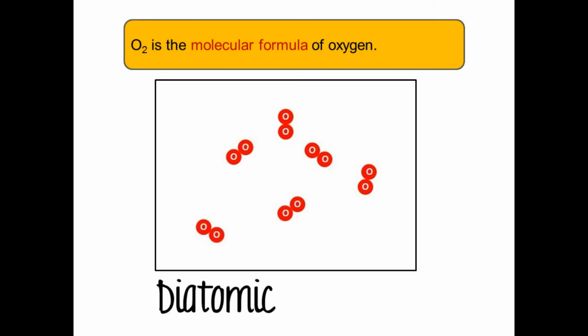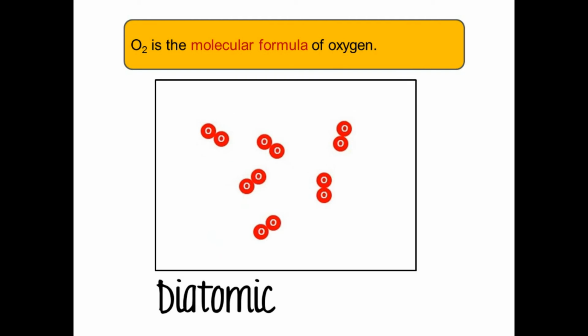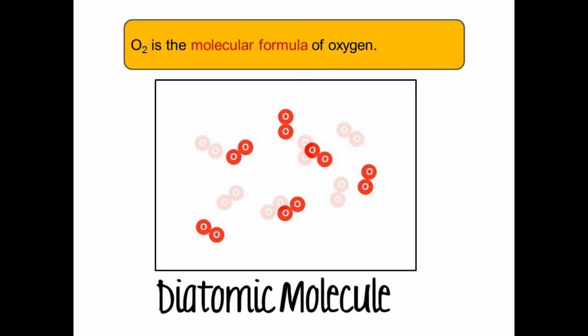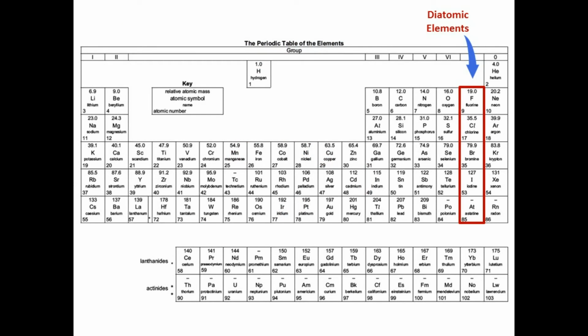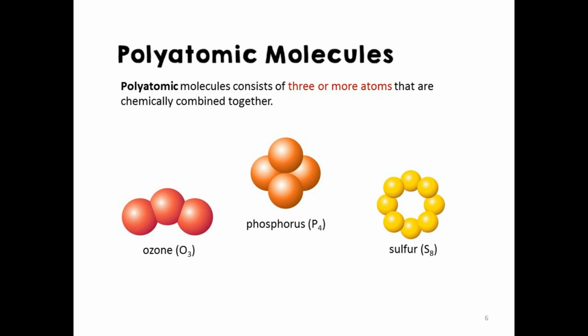O2 is the molecular formula of oxygen. Oxygen gas is a diatomic molecule. Di means 2, and oxygen gas is a diatomic molecule because there are 2 oxygen atoms chemically joined together. Gases like oxygen, hydrogen, and nitrogen are diatomic molecules. Elements in group 7 of the periodic table also exist as diatomic molecules.